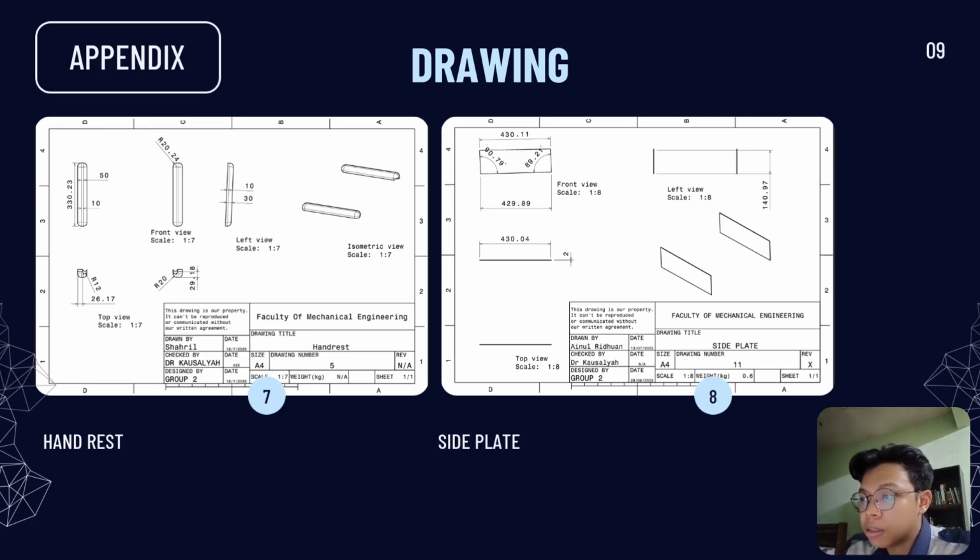And finally, the last part of the overview of our drawing, which is the handrest and also the side plate. This design is actually self-explanatory, simple. So basically, we make the side plate after we make the frame, which we could just trace back the frame in order for us to make the side plate. And the handrest is actually just a handrest. So self-explanatory, and this part is pretty simple.